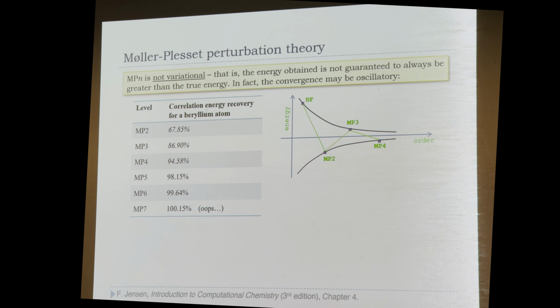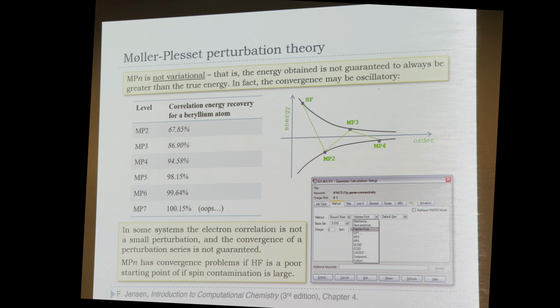That's an example for a beryllium atom, which is small enough to go all the way to MP7. You can see that's the correlation energy fraction recovery as a function of the perturbation theory level, and at MP7 you recover more than 100%. Of course, at MP8 it would get better, and so on, but of course the complexity of such calculations would be ridiculous. So in Gaussian, and this is something you will do as a part of your homework for this week, you can see Hartree-Fock, semi-empirical, MP2, MP4, so you can specify all of those levels of theory.